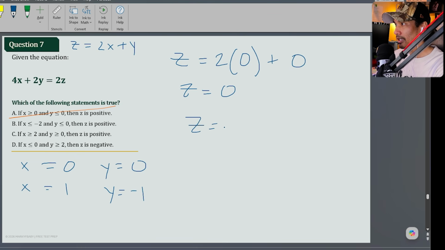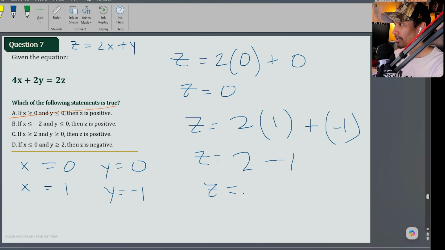So I'm going to go z is equal to 2, that's a positive 1, positive 1 plus, and then this is -1. And then we have z is equal to 2 minus 1, z is equal to 1. Well, we proved the statement correct by plugging in these numbers. However, it has to be true all the time, okay?